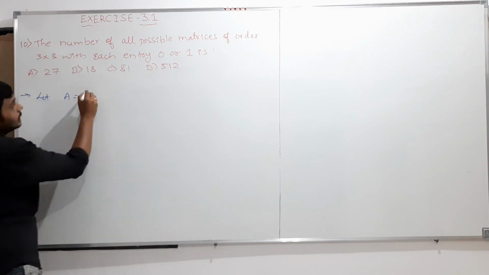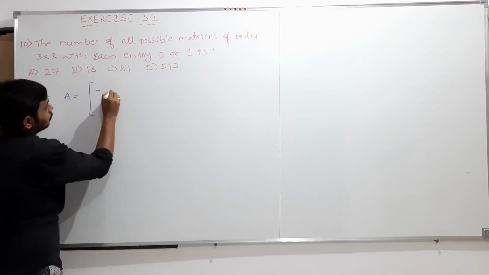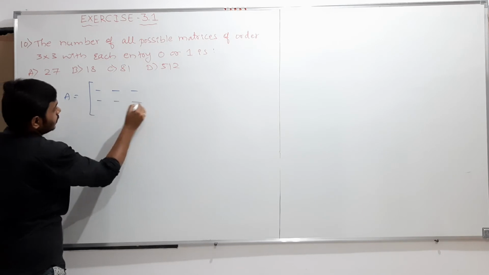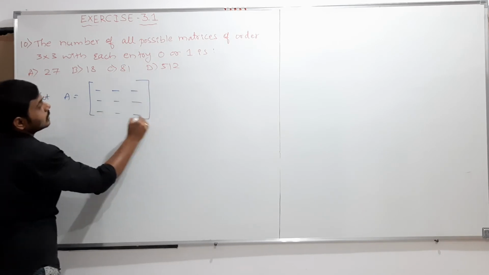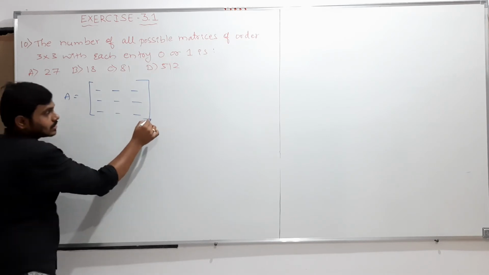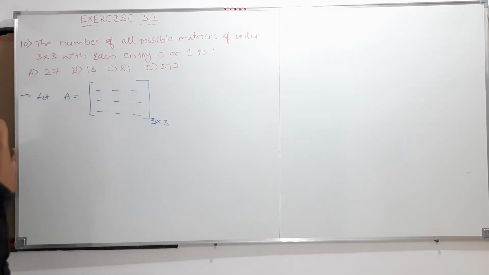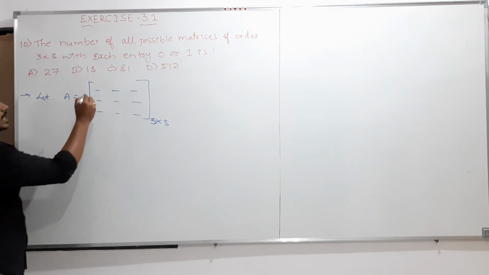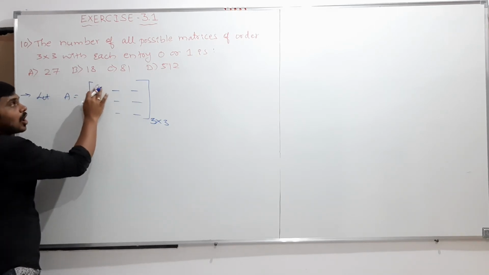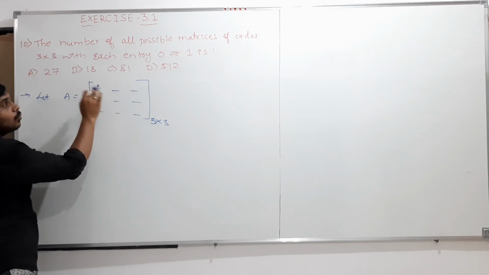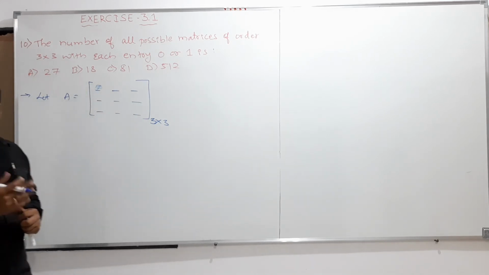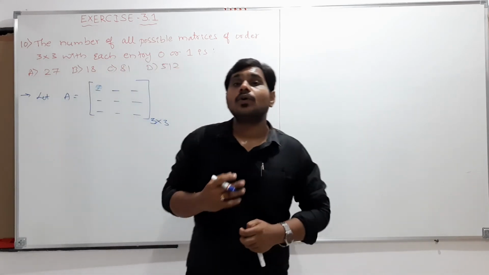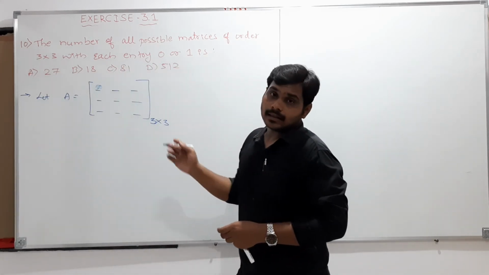First I'll take the matrix. The matrix should be like this: 1, 2, 3, 1, 2, 3, 1, 2, 3. What is the order of this matrix, my dear students? 3 cross 3. So each entry must be either 0 or 1. Like that, how many different matrices can you write, that is what they ask.